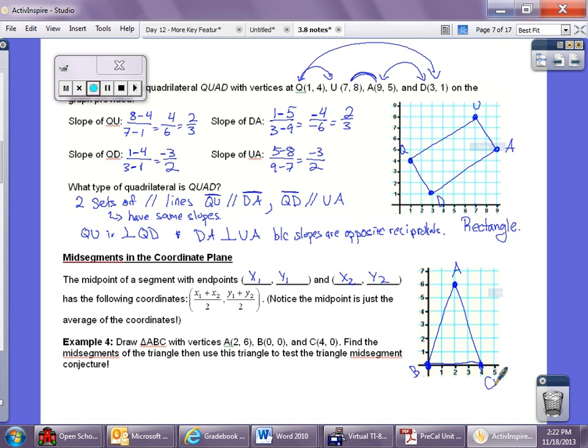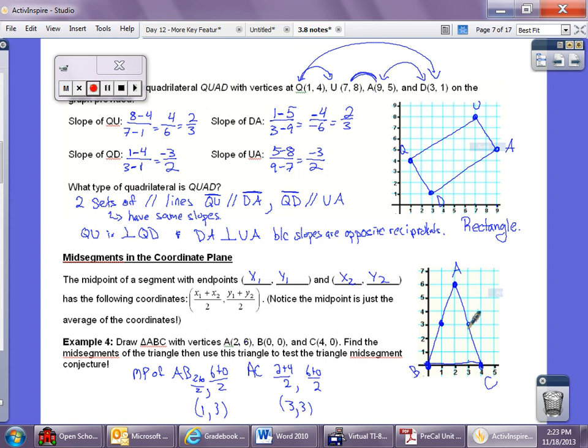So the midpoint of AB, we have 2 plus 0 divided by 2, and 6 plus 0 divided by 2. So 2 plus 0 over 2 is 1, and 3. So the midpoint of AB should be 1, 3. The midpoint of AC: 2 plus 4 divided by 2, and 6 plus 0 divided by 2. So this is going to be 3, 3.